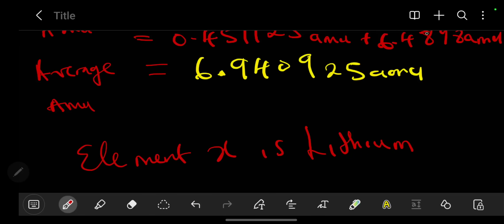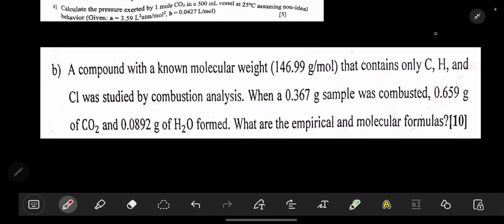Let's move on. So if we have this one, it says that a compound with a known molecular weight, that contains only carbon, hydrogen and chlorine, was studied by combustion analysis. When 0.367 grams was combusted, 0.659 grams of carbon dioxide and water were formed. What is the empirical formula and the molecular formula?